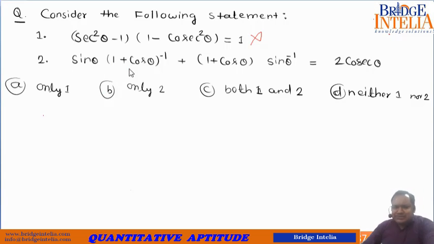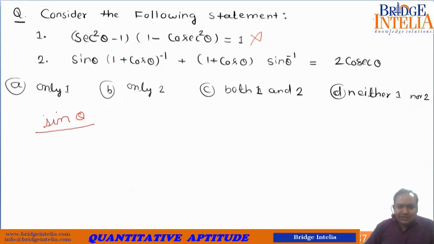So there are two ways. Either you take any standard value of theta for which you know the value of sine theta, cos theta or cosec theta, and you can immediately verify. Or let's take the traditional approach. Let's do that. I'm just checking whether the second statement is correct or not.